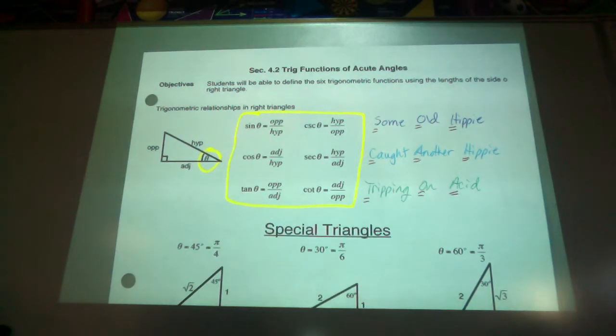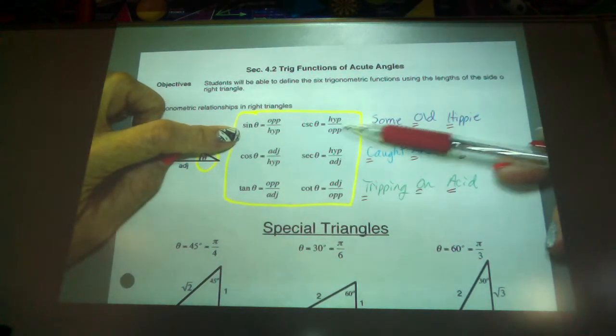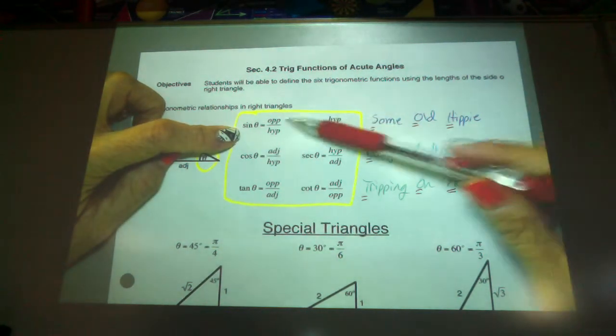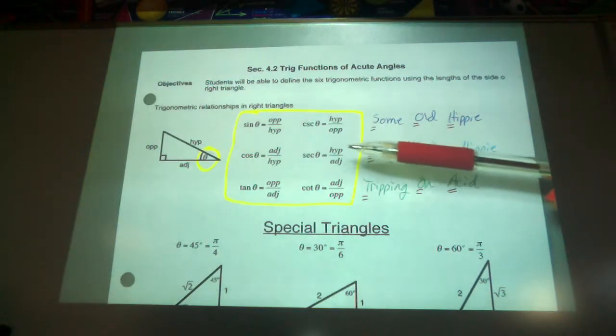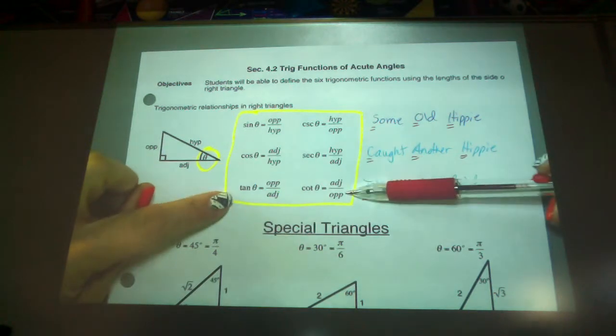So you can just keep running that through your brain to remind yourself of what the ratios are and what order they go into. Or you can come up with your own mnemonic. It's your choice. Now, what do you notice about sine and cosecant? What do you notice about these two? Yeah, they're reciprocals of each other, aren't they? Same thing with cosine and secant, and tangent and cotangent.